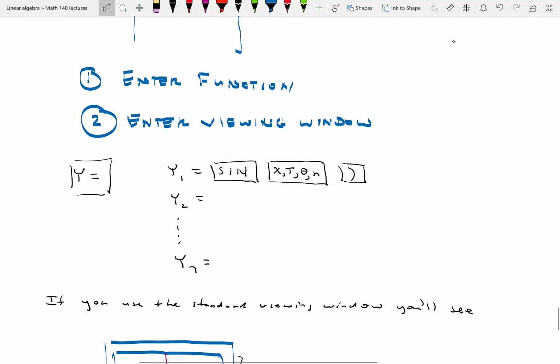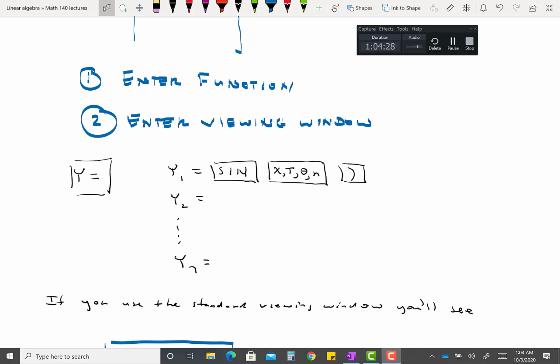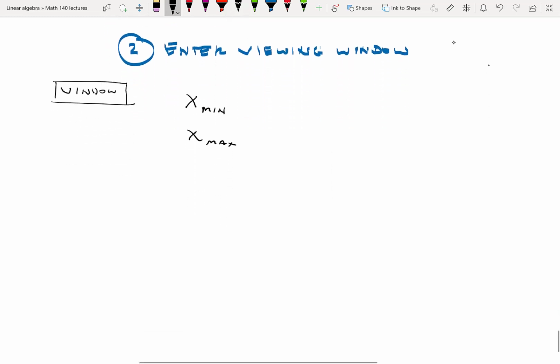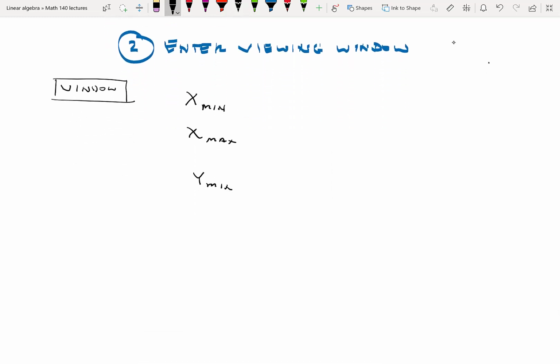So the second step is to enter a viewing window. Push the window button and change some of the settings. Change X min, X max, Y min, and Y max. You can leave the scaling alone.